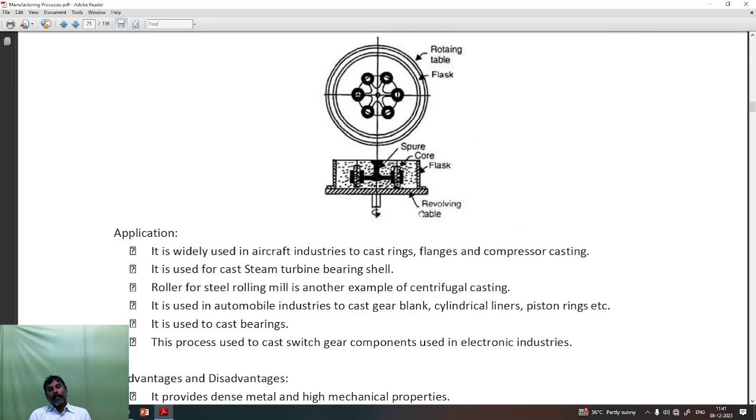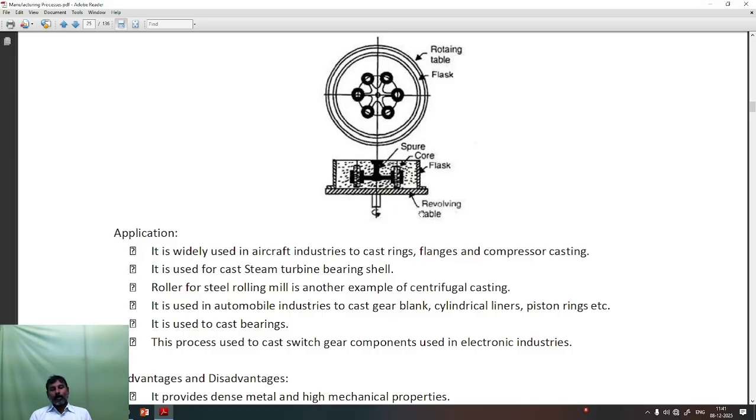Applications: it is widely used in the aircraft industry to cast rings, flanges and compressor casings. It is used to cast steam turbine bearing shells. A roller for a steel rolling mill is another example of centrifugal casting. It is used in the automobile industry to cast gear blanks, cylinder liners, piston rings, etc. It is used to cast bearings.